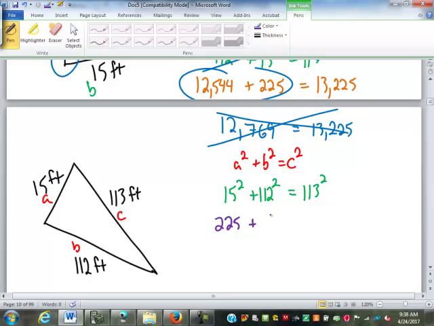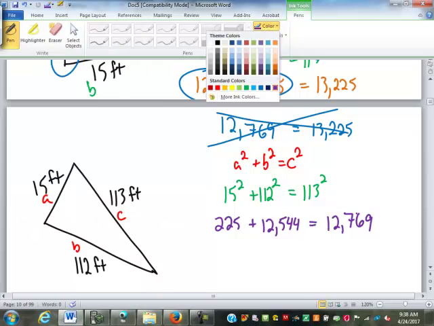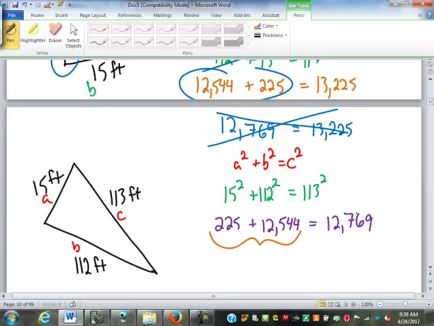225. What's 112 squared? 12,544. And 113 squared? We'll double check it, but I'm pretty sure it's 12,769. If I add those together, I get 12,769. Which is true, which means what?